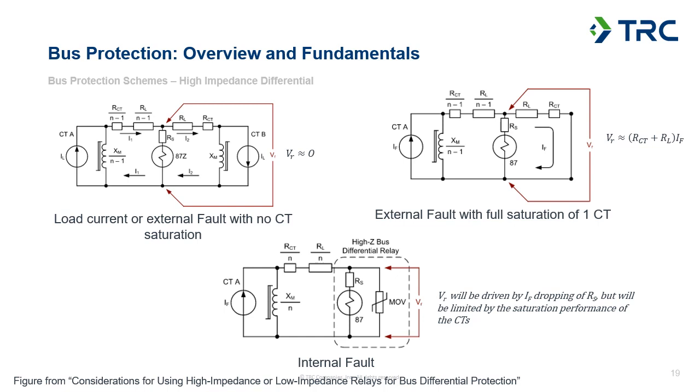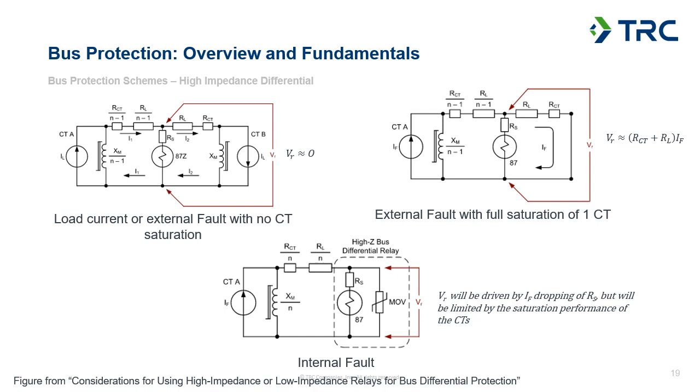So if we measure the voltage across RS, because we don't have any current going through it, the operate quantity there is going to be roughly zero, because there's really no current flowing to drop a voltage across that high impedance element.